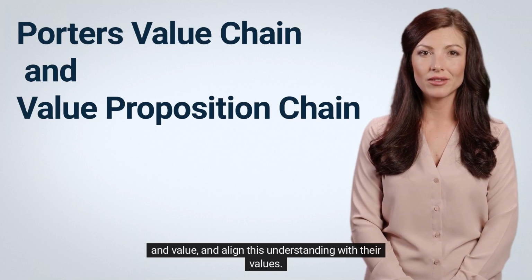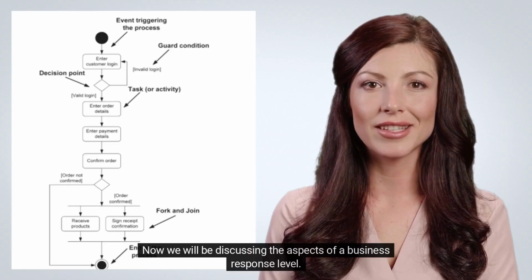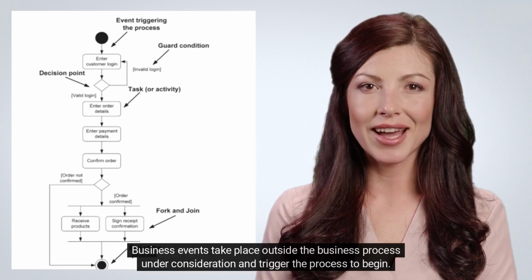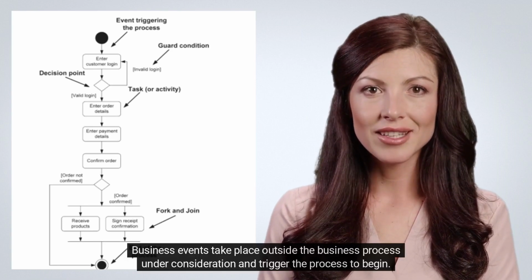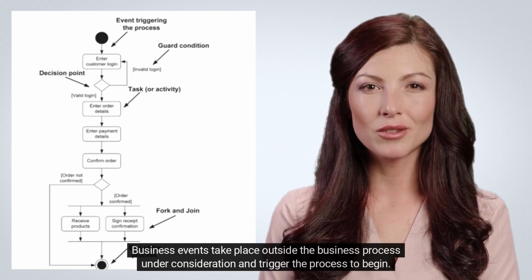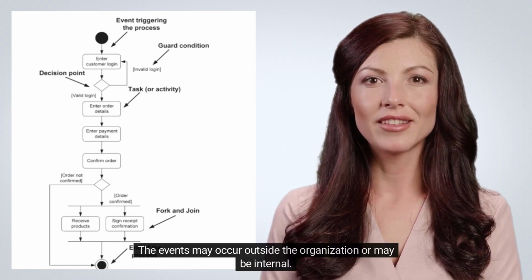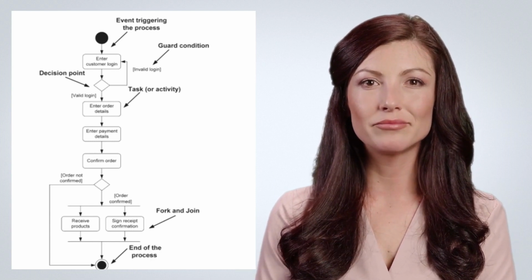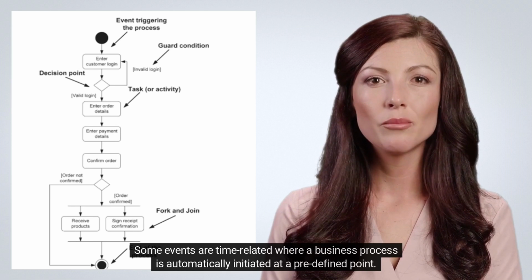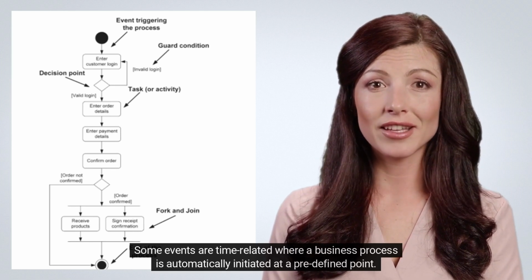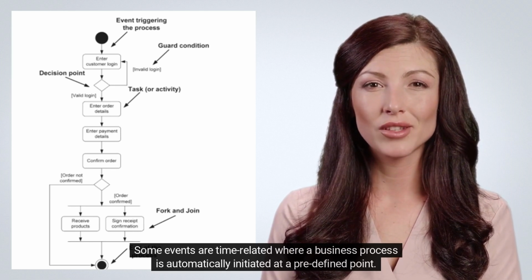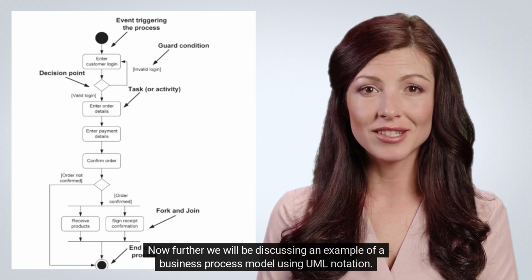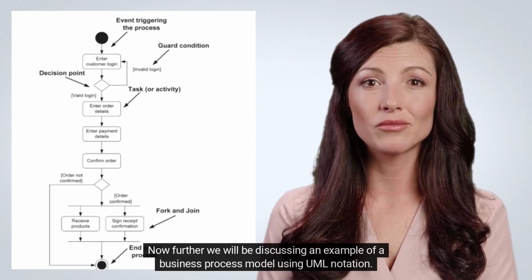A value proposition can be a powerful mechanism where an organization understands what customers require and value, and aligns this understanding with their values. Now we will be discussing the aspects of a business response level. Business events take place outside the business process under consideration and trigger the process to begin. The events may occur outside the organization or may be internal. Some events are time-related, where a business process is automatically initiated at a predefined point.